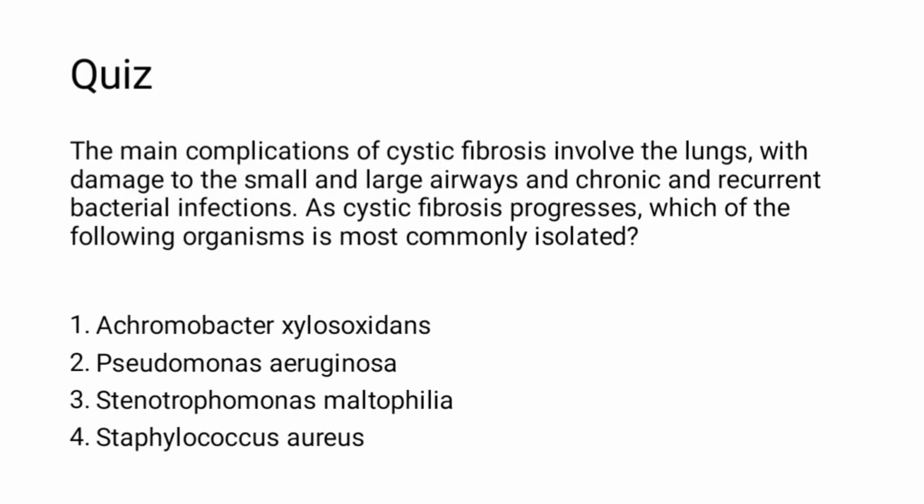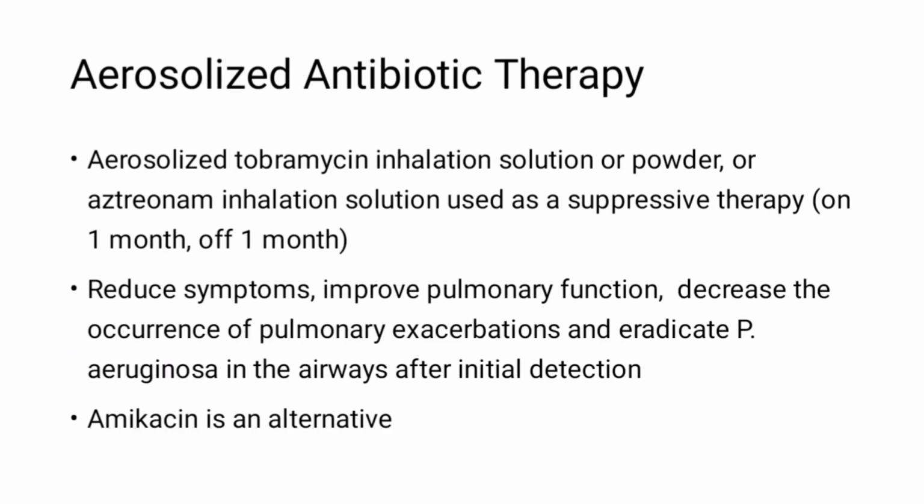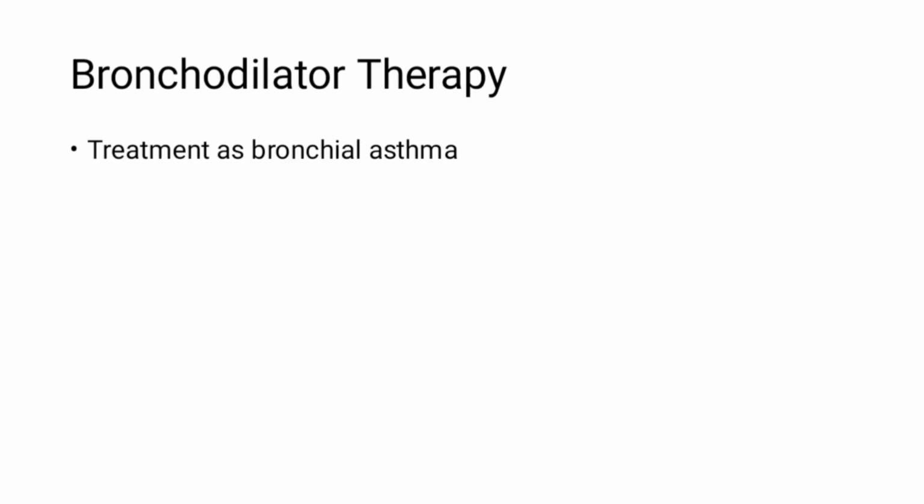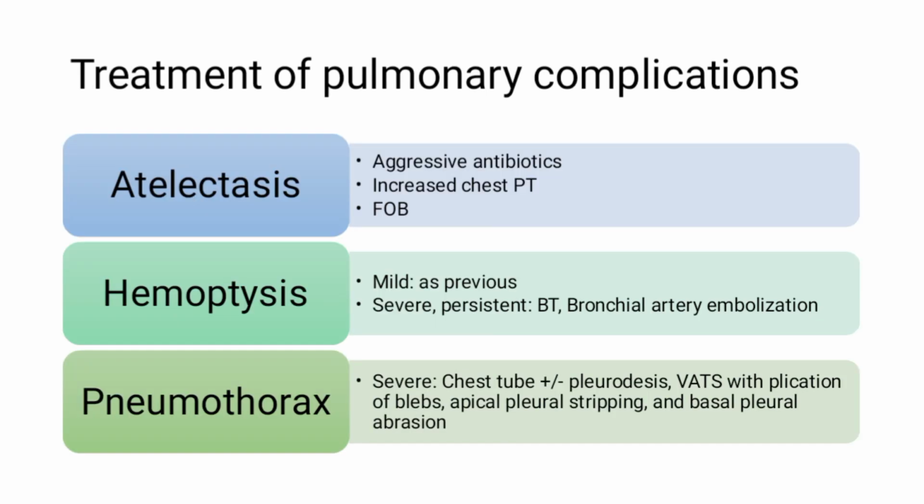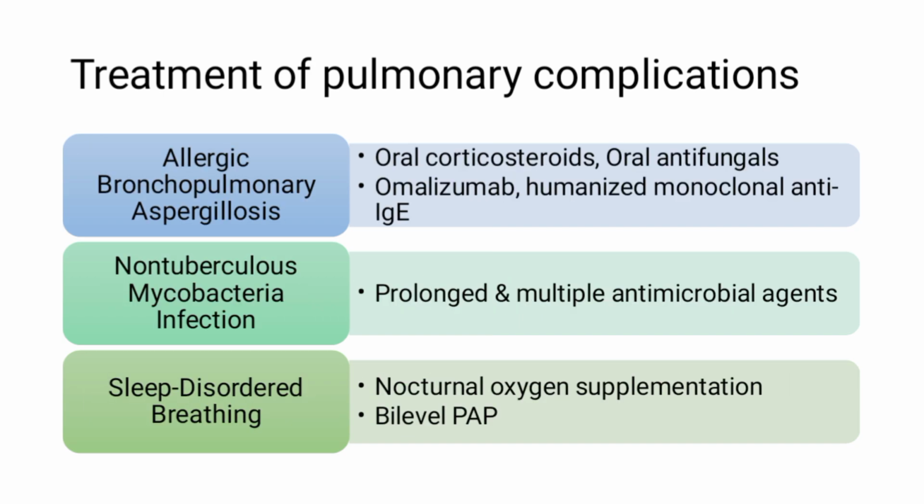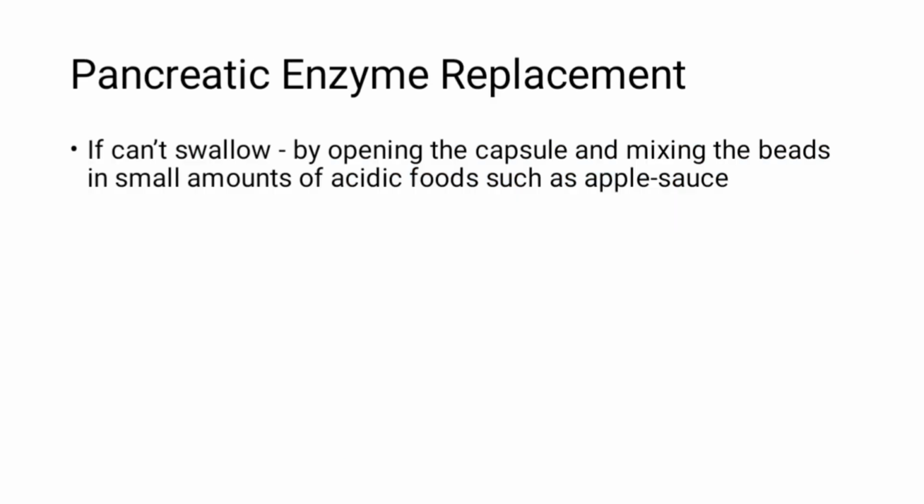One of the common organisms is Pseudomonas aeruginosa, and aerosolized antibiotic therapy like tobramycin or even colistin or amikacin can be given. Bronchodilator therapy as in bronchial asthma. And along with steroid, azithromycin 3 days per week may have some anti-inflammatory effects. Treatment of other complications: atelectasis needs aggressive antibiotics, hemoptysis may need a surgical procedure, pneumothorax needs chest tube drainage, allergic bronchopulmonary aspergillosis needs oral antifungal, or other problems.